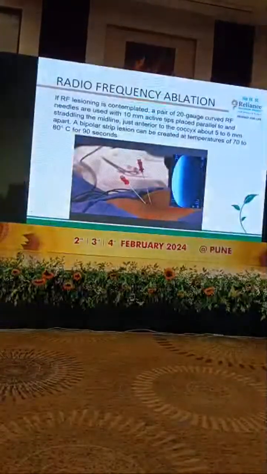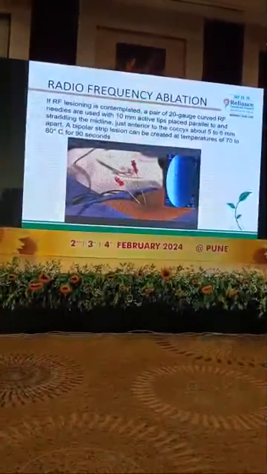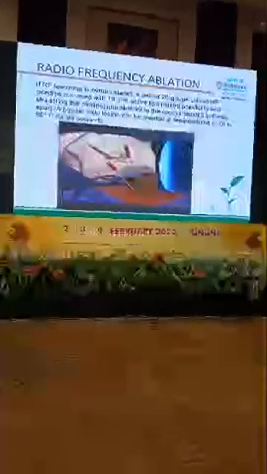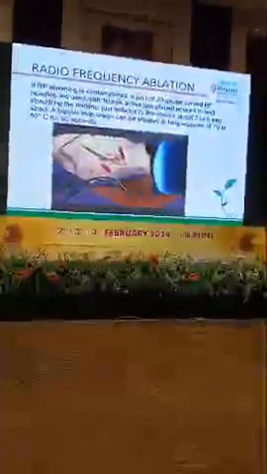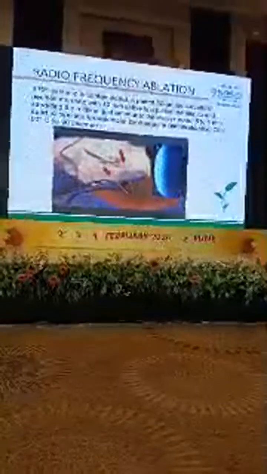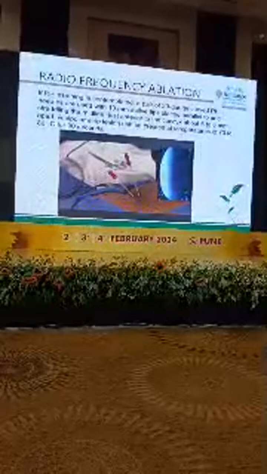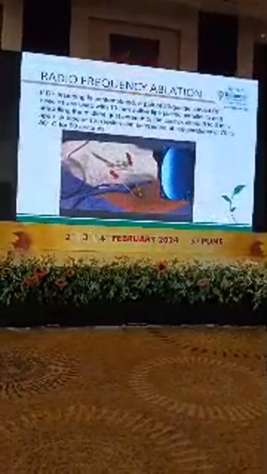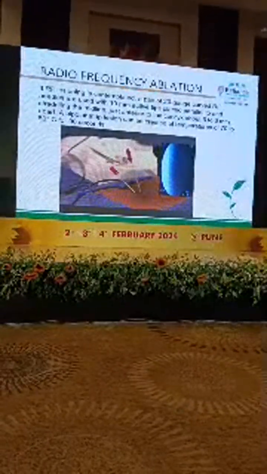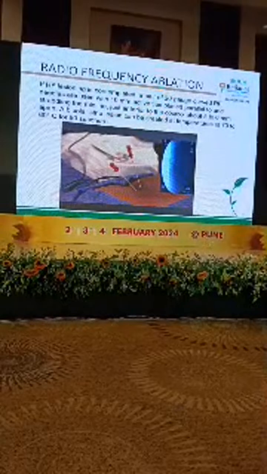Once you have confirmed it with a diagnostic block and the patient has cancer pain, we can also do neurolysis procedures or radiofrequency ablation. If radiofrequency lesioning is contemplated, a pair of 20 gauge RF needles with a 10 mm active tip are placed parallel, straddling the midline just anterior to the coccyx, about 5 to 6 millimeters apart, and a bipolar strip lesion can be created at a temperature of 70 to 80 degrees for 90 seconds. Otherwise, we use neurolytic blocks using alcohol or phenol, as we have described in the previous blocks.